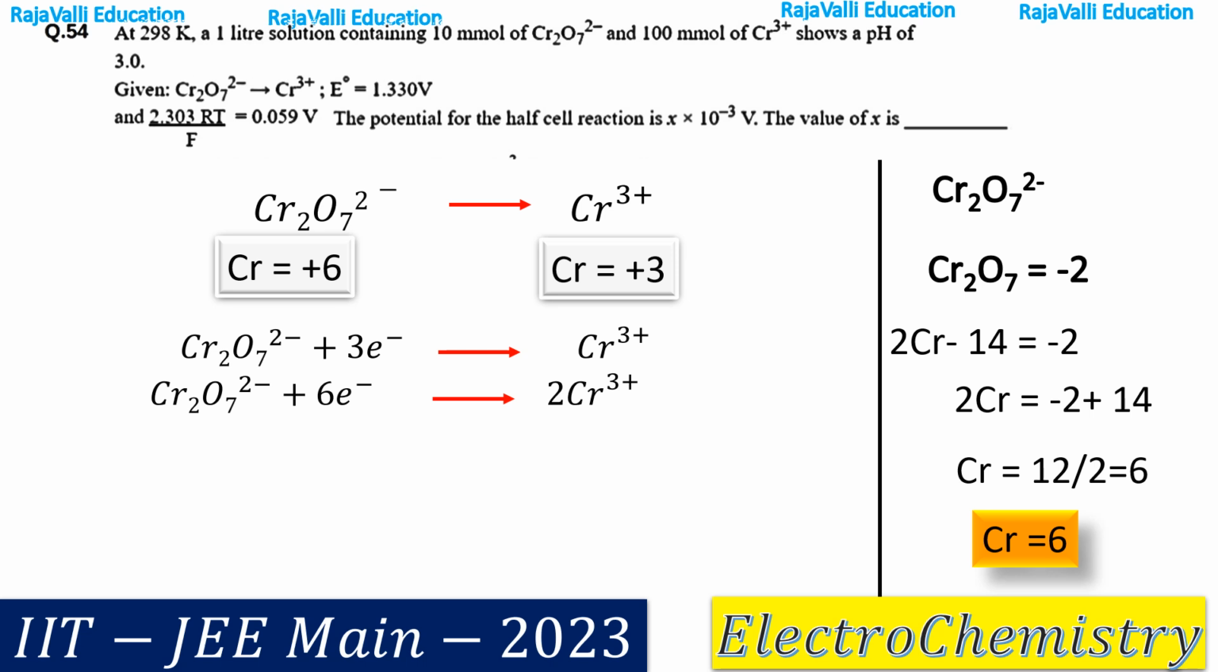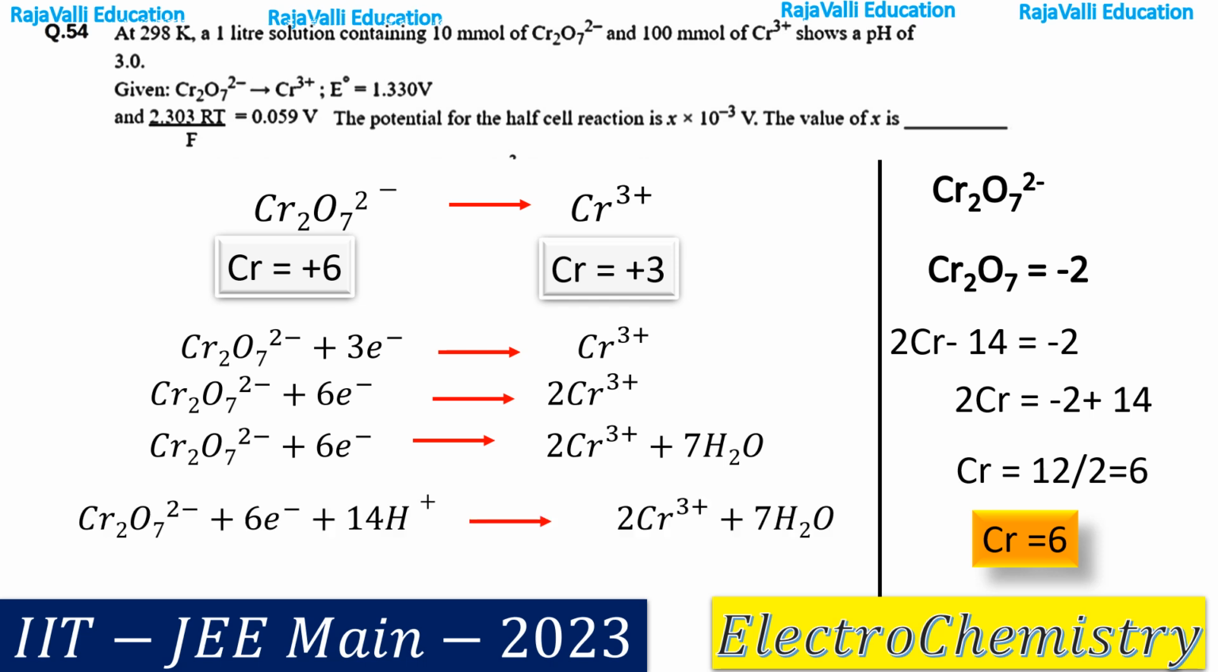Next, we have to balance the number of oxygen atoms. On the reactant side, we have 7 oxygen atoms, so we have to add 7 water molecules on the product side. So the equation becomes Cr2O7 2 minus plus 6 electrons gives 2Cr3 plus plus 7H2O. Next, we have to balance the hydrogen atoms. On the product side, 14 hydrogens are present. So we have to add 14H plus on the reactant side.